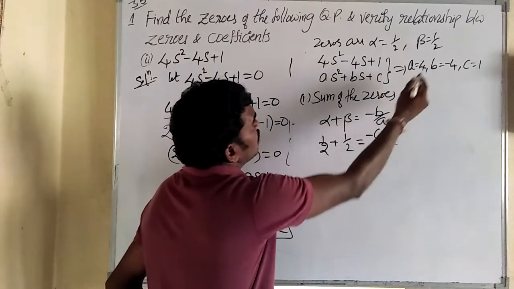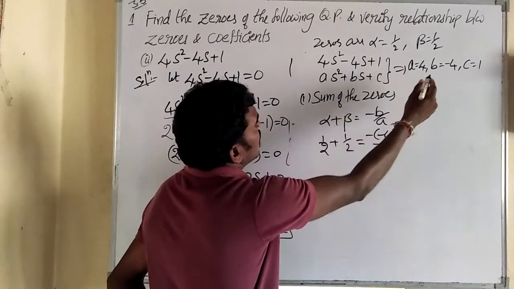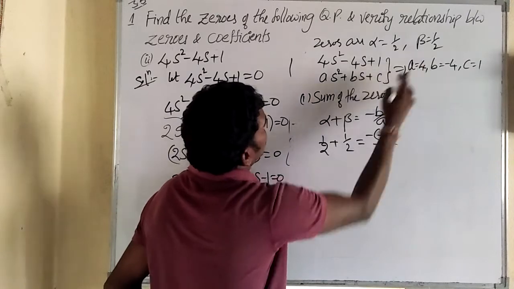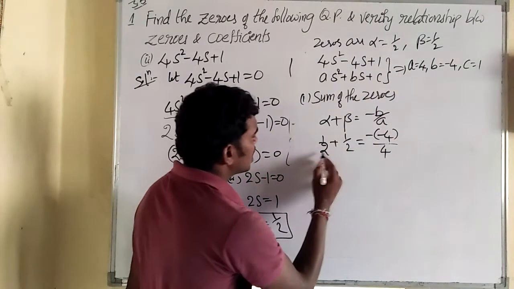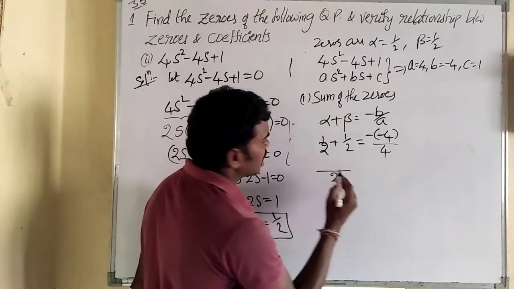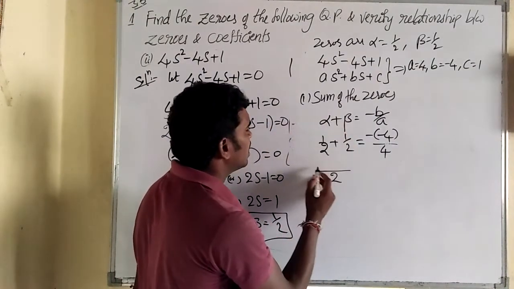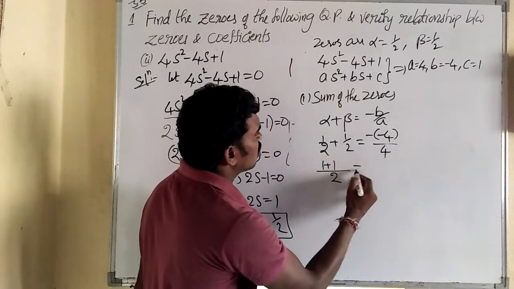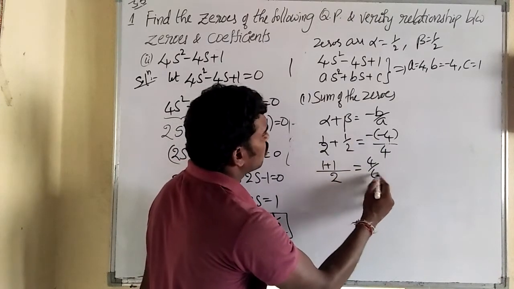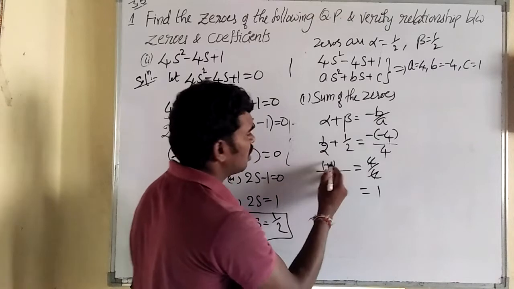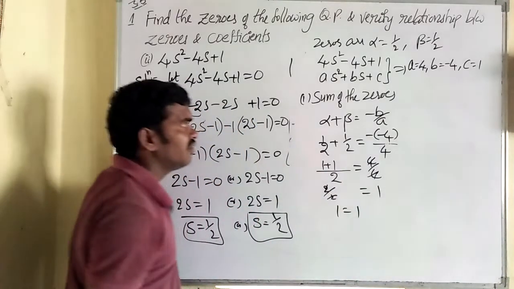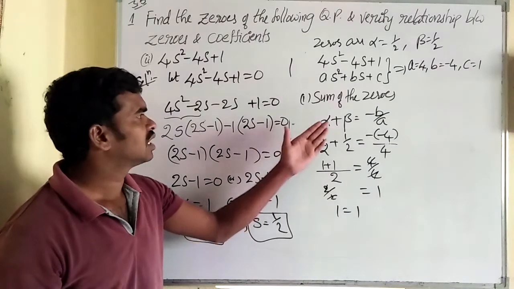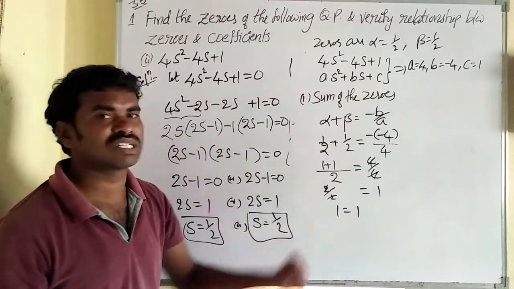What is the b value? The b value is minus 4, and a value, what is the a value? Also 4. Okay, 1 by 2 plus 1 by 2. Here the denominators are the same, so we can write as it is. Numerators can be added, 1 plus 1, and it is equal to minus into minus plus 4 by 4. 4 cancels. We are getting 1. 1 plus 1 is 2, so 2 by 2 is also 1. 1 equals 1. We are satisfying the relation? Yes, the relation between zeros and coefficients is satisfied.